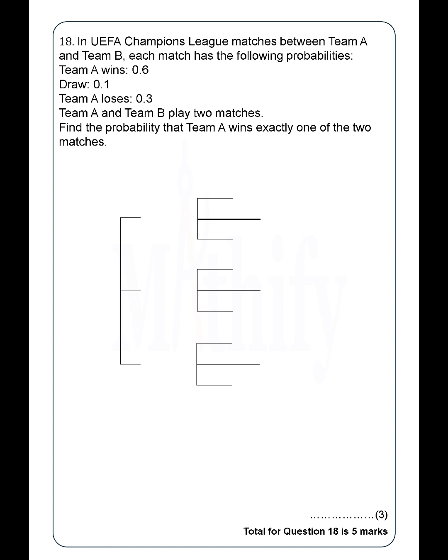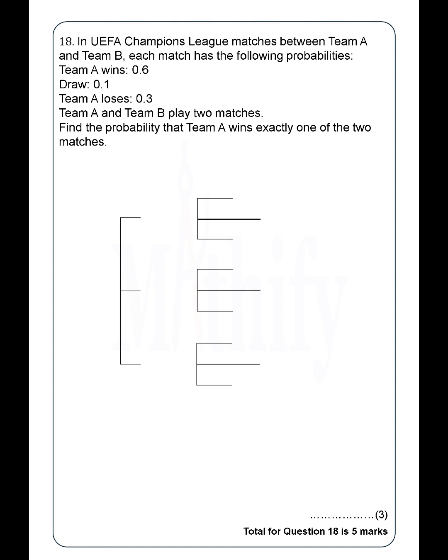Question 18. In UEFA Champions League matches between Team A and Team B, each match has the following probabilities. The probability that Team A wins is 0.6. Probability that both teams draw, 0.1. Probability that Team A loses, in other words, probability that Team B wins, 0.3. Team A and Team B play 2 matches. Find the probability that Team A wins exactly one of the 2 matches.